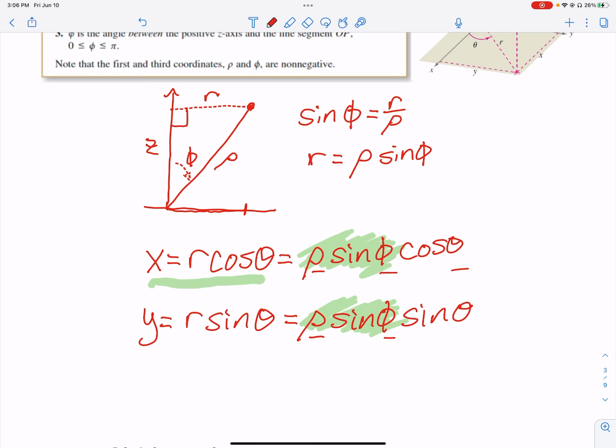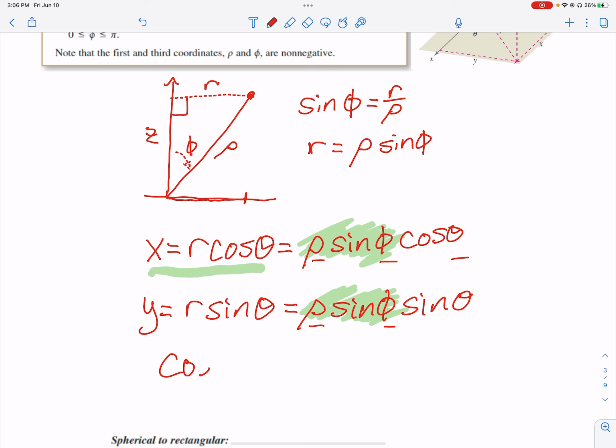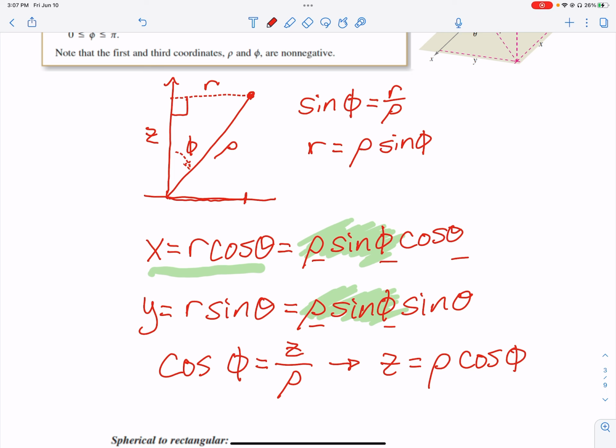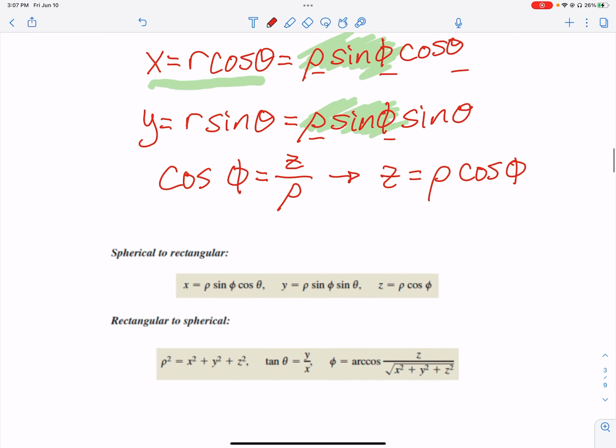We do have one last thing. We can take cosine of phi, and cosine is z over rho, right? Cosine is adjacent over hypotenuse. And if I solve for z, I get z equals rho cosine phi. So there are my conversions. They're down here. You already had them on your page. I'm not going to talk through these and how to convert, but they are there.